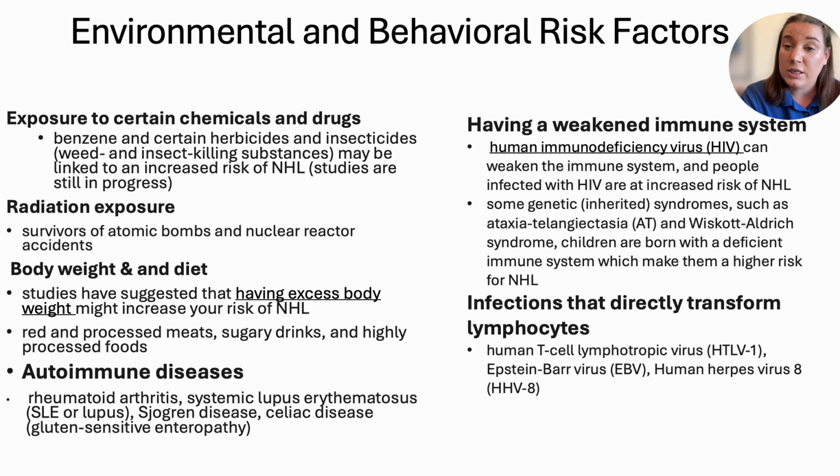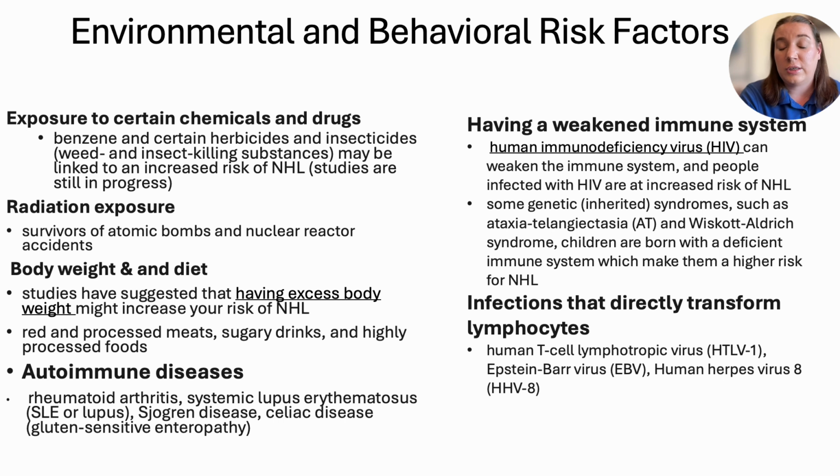Having a weakened immune system, maybe someone who has HIV, or someone who has a genetically inherited syndrome like Wiskott-Aldrich syndrome. Children who are just born with a deficiency in their immune system are also at a much higher risk.